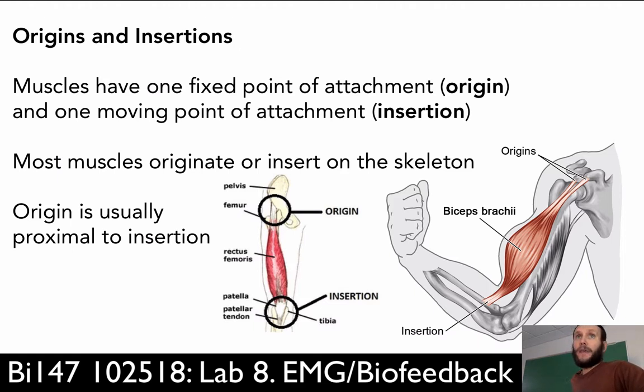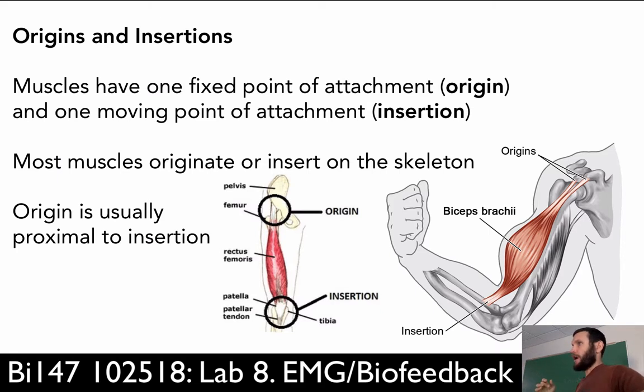For those of you who don't know, every muscle has two points of attachment, one being the origin, the other being the insertion. I shouldn't say fixed point, one is fixed, one is moving. So the fixed point of attachment is what we call the origin, and the moving point of attachment is the insertion. Almost all muscles are going to originate somewhere on the skeleton. It's going to have its fixed attachment on some bone somewhere. The insertion doesn't have to be.